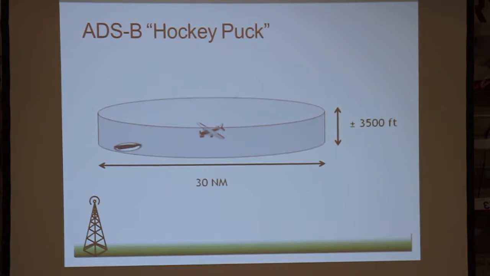Okay, so this is the hockey puck. A lot of people will talk, you'll hear about picking up traffic from another aircraft's hockey puck. So if an aircraft like this one has ADS-B out, the ground towers are calculating a 30 nautical mile diameter around it and 3,500 feet above and below. And they're sending traffic targets that the ground tower is tracking that are within that hockey puck. There's been a lot of talk about this going away, and the ground tower actually retransmitting all traffic. Something that might happen sometime in the future, but for now this is how it works.